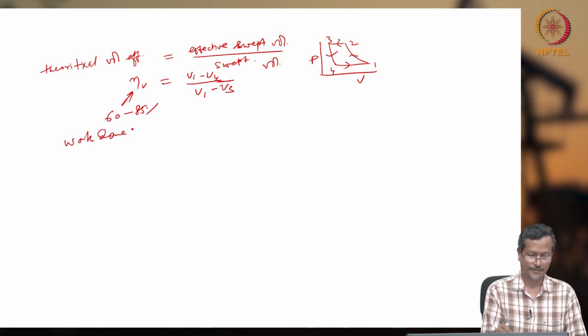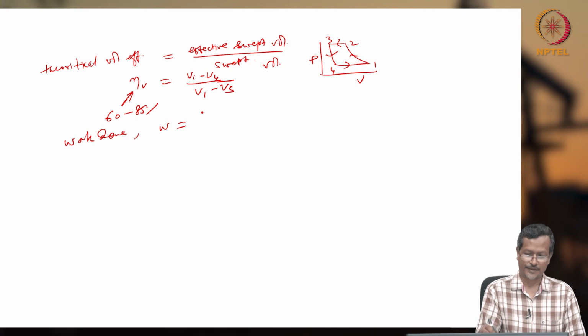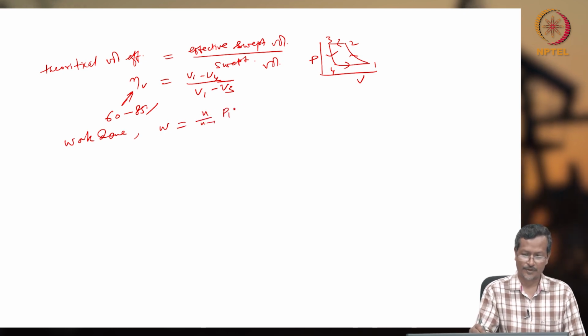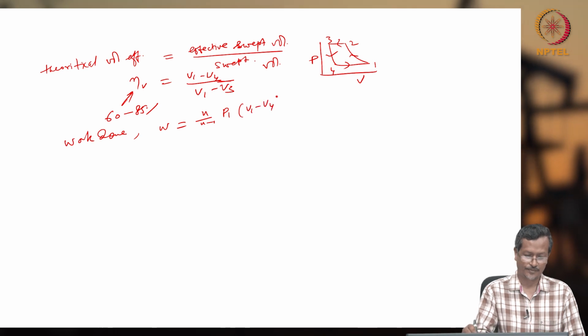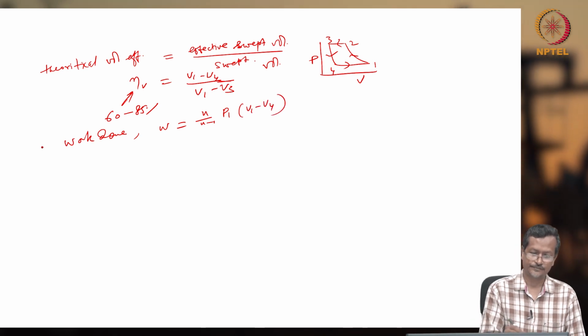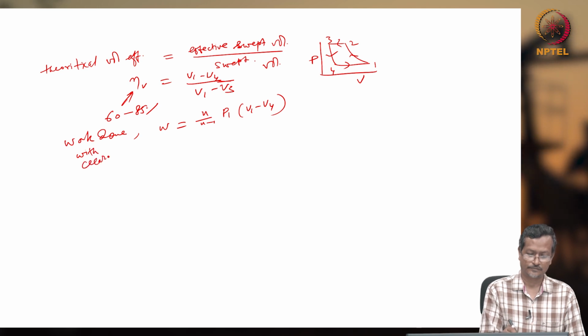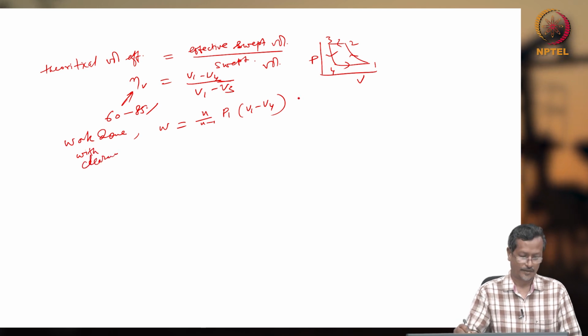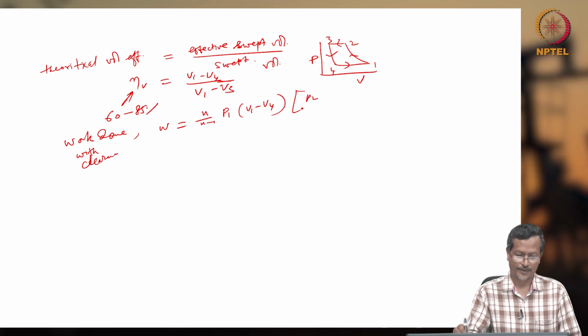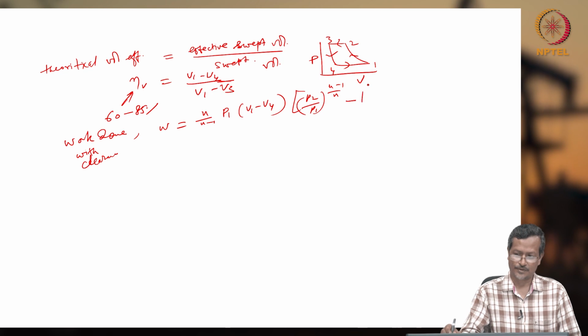Work done W equals n by n minus 1 P1 (V1 minus V4), because you have clearance, times [(P2 by P1) to the power (n minus 1) by n, minus 1].